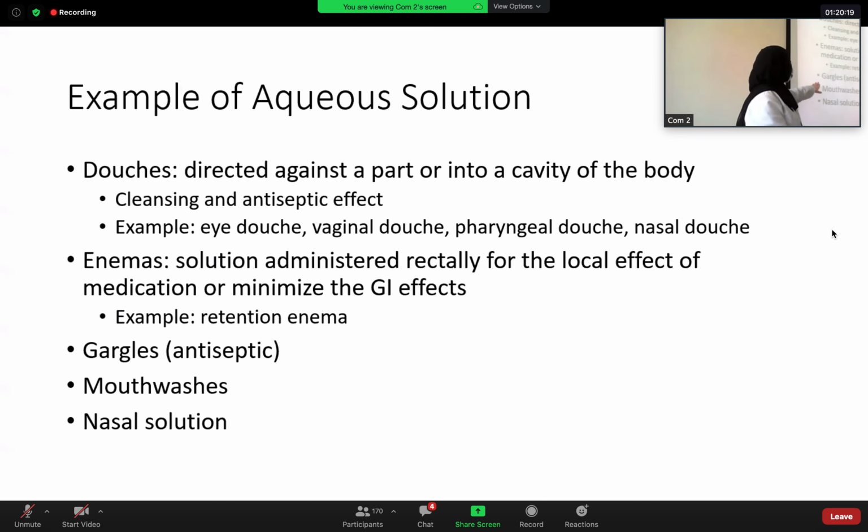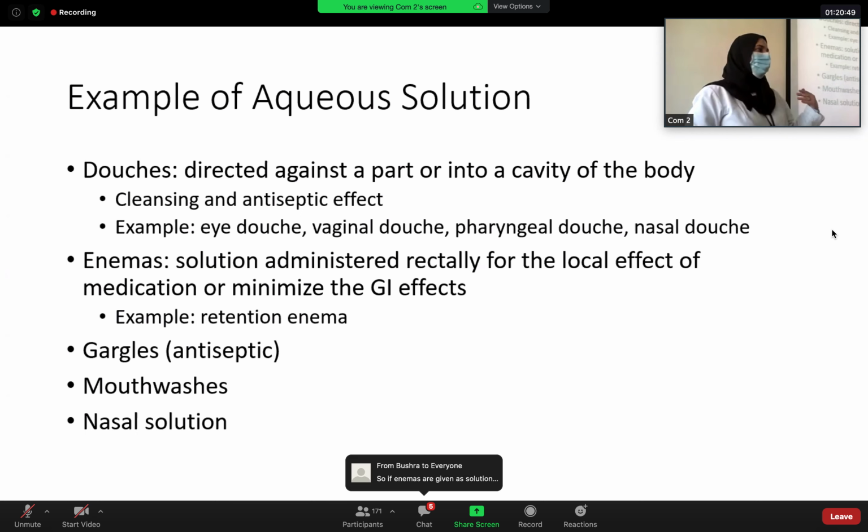So the other type of solution, which is not really for oral administration, is the gargles and mouthwashes. Usually, most of these are for an antiseptic or cleansing effect. Some of them are for treatment, like antifungal medication to treat fungal infections, and they are being used as a mouthwash to treat oral thrush, for example.